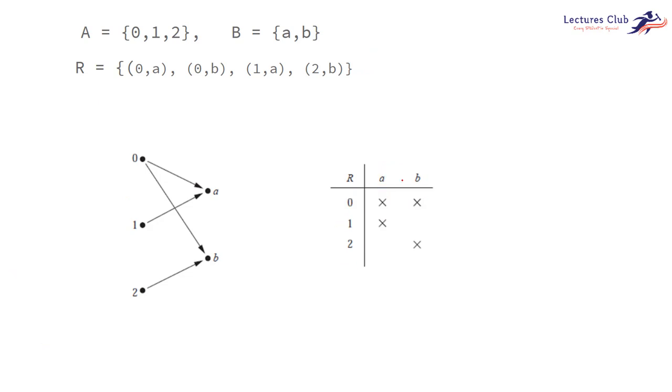Similarly, there is a relation between 0 and b. So we are drawing the cross at the zeroth row and the b column. There is another way to represent the relation in terms of a matrix. You can see this is just like a matrix.